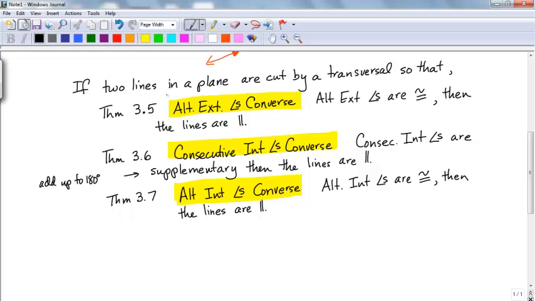And the last one, theorem 3.8, would start out with the same thing. If two lines in a plane are cut by a transversal so that, and this one is called the perpendicular transversal converse. And remember, when you're doing the homework, use these names, not the numbers. The perpendicular transversal converse, and it's in a plane.